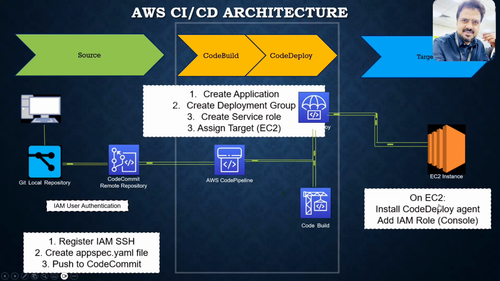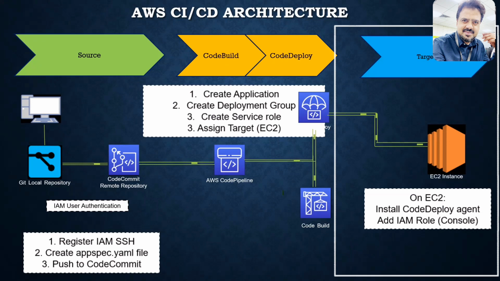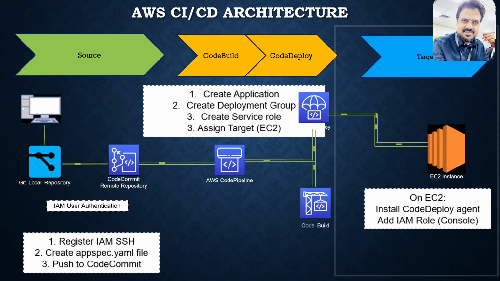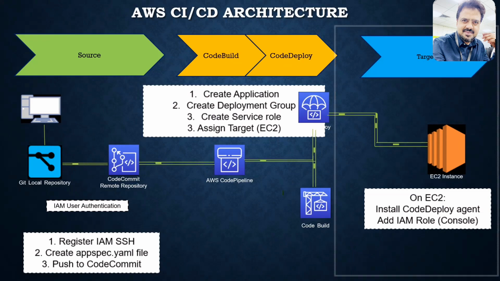And then at the target we have the EC2 instance. Here the points that we need to remember are to install the CodeDeploy agent at the target and then add an IAM role to the EC2 instance from the AWS console.